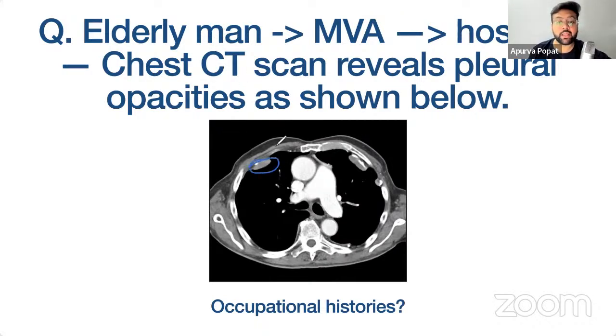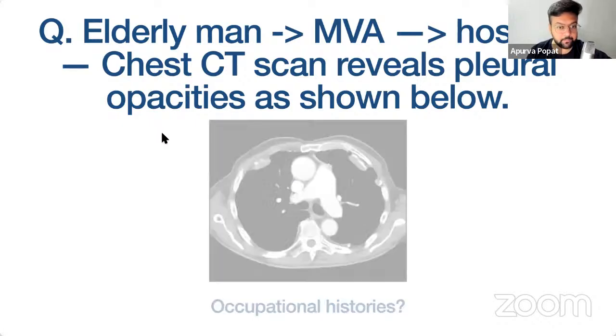See, pleural thickening does not mean mesothelioma. You can see pleural plaques even with asbestos exposure. Okay, so just asbestos exposure can give you pleural plaques, and then later on these patients can develop mesothelioma. Just pleural plaques does not mean mesothelioma.